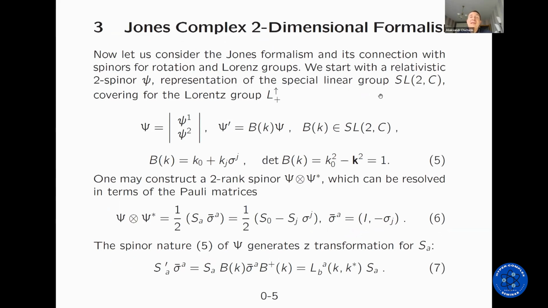Now let us consider the Jones formalism and its connection with spinors for rotation and Lorentz groups. We start with the relativistic two-spinor psi, a representation of the special linear group SL, covering the Lorentz group. We have vector psi in this form, where psi1 and psi2 contain the complex variable. And for this function b of k, we have such relationships. One may construct a rank-two spinor of the form, which can be resolved in terms of the Pauli matrices 6. The spinor nature 5 of C generates V with transformation for SA in the form 7.